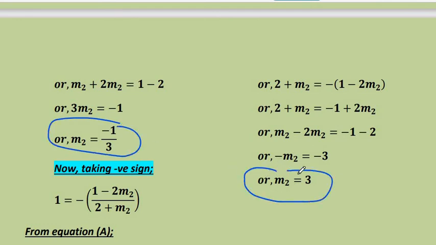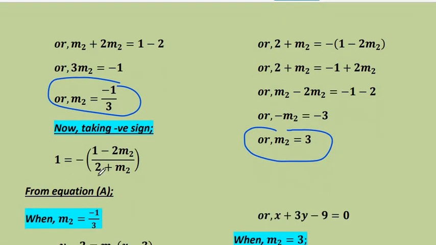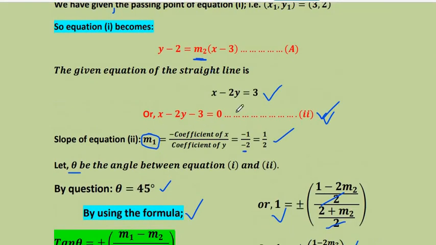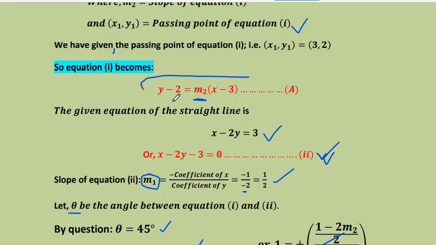So we got two values of m2. Because of that, we will get two equations of a straight line which makes an angle of 45 degrees to the given straight line. So here I have taken equation A. Where is it? Yeah, here is equation A. Equation A is the equation where we substituted the values of x and y1. So it is the equation obtained by substituting the values of x and y1.